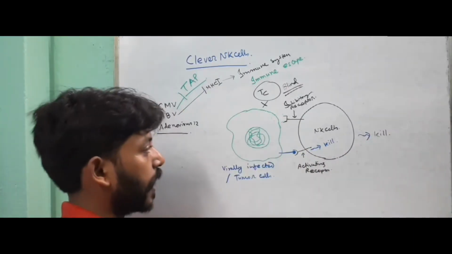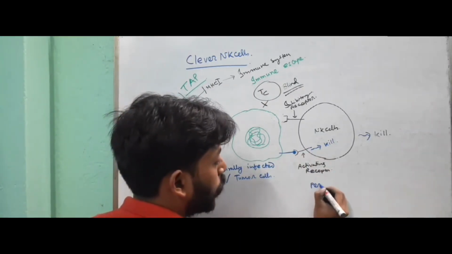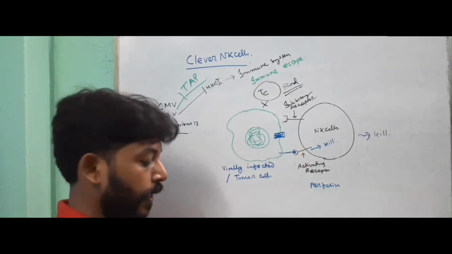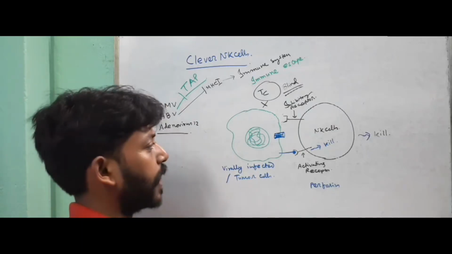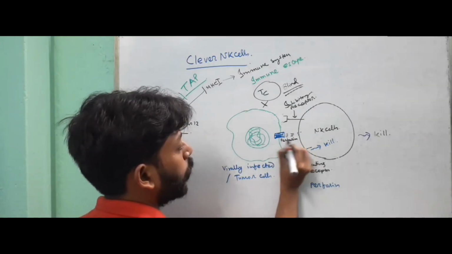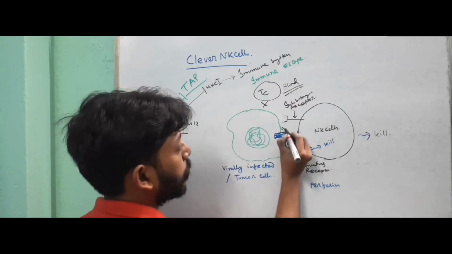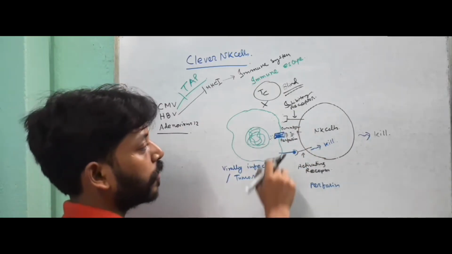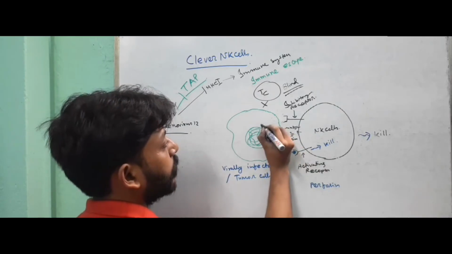Then the NK cell secretes two molecules. One is called perforin, which perforates the membrane. Then the NK cell secretes an enzyme called granzyme. So perforin forms a pore-like structure, and then the NK cell secretes granzyme that can enter into the cell. When there is no perforin, the granzyme cannot function. Only when there is perforin that forms a pore, the granzyme can enter into the cell and kill the cell directly.